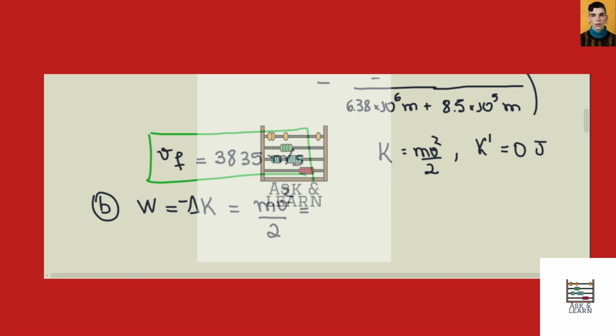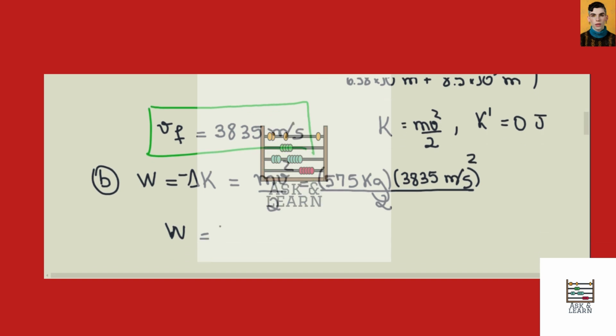The mass is equal to 575 kilograms. V is 3,835 meters per second, squared, divided by 2. So W is equal to 4.23 times 10 to the 9th joules. This is the work done over the meteor.